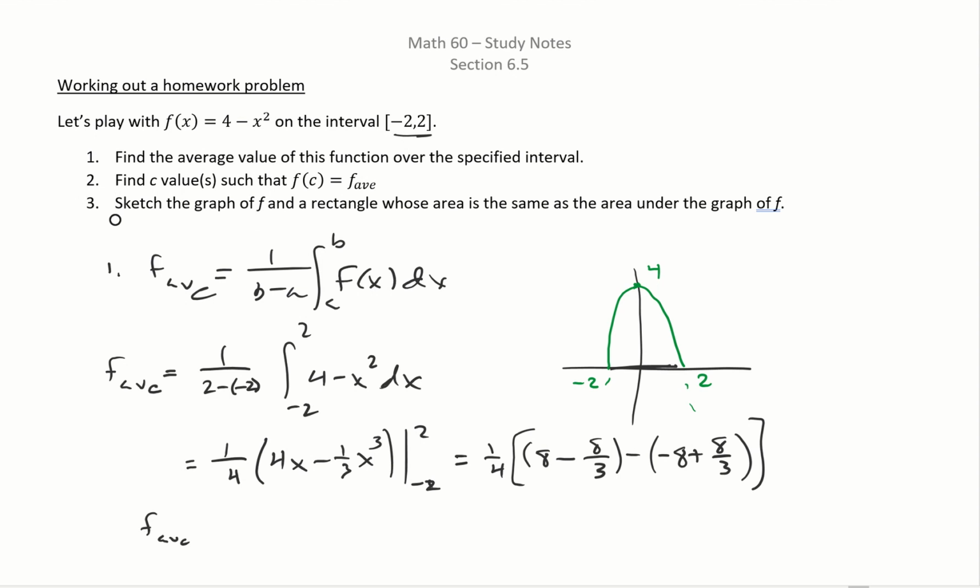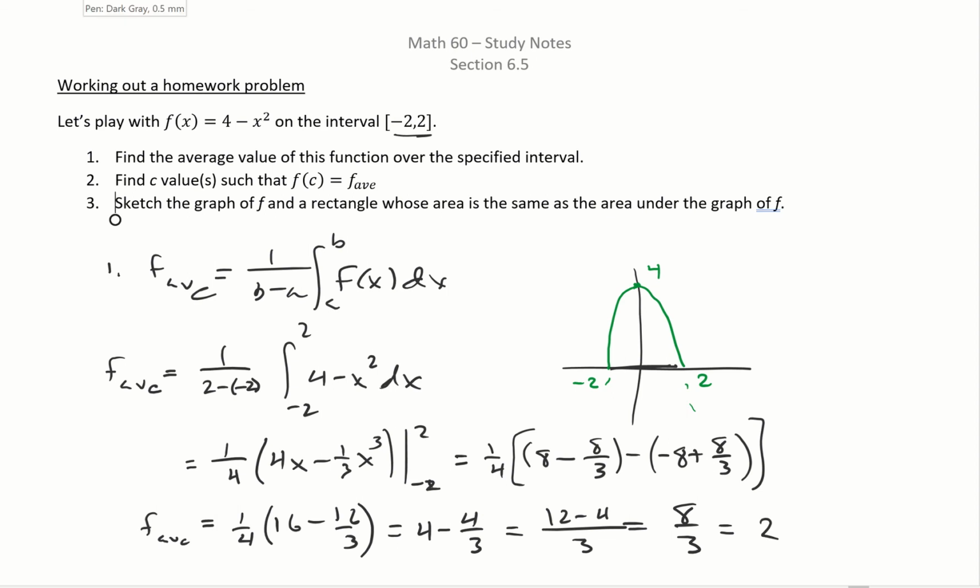So f average is equal to 1/4, and in here you got 8 and 8 is 16 minus 16/3. You know what? They're divisible by 4, so I'll write this as 4 minus 4/3. I did it weird, didn't I? I distributed the 1/4. Why not? And so this is actually a common denominator. 3 would be 12 minus 4 is 8/3. Same as, what is that, 2 and 2/3? Okay. All right. That's step 1. We did it. The average value of the function is 8/3 or 2 and 2/3, whatever you want to say.